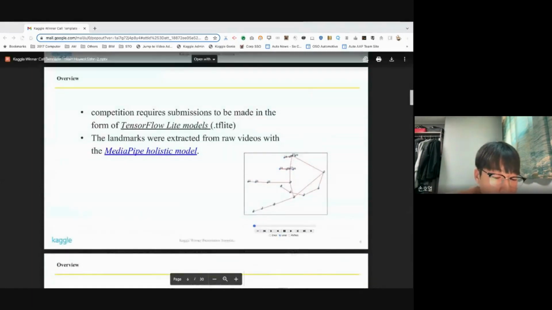The goal of this competition was to create a TensorFlow Lite model that can classify signs from the American Sign Language. The data was initially extracted from the MediaPipe Holistic model, which provided us with XYZ coordinates of landmarks from hands, lips, nose, eyes, and certain body parts.